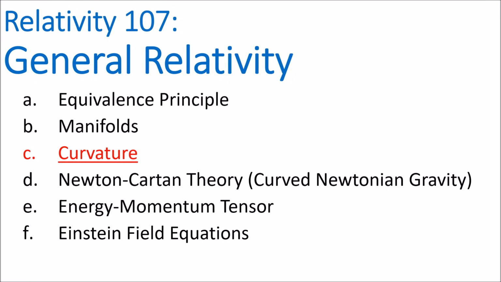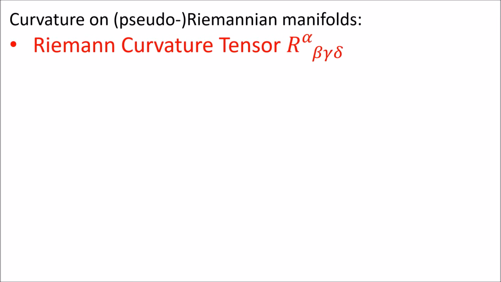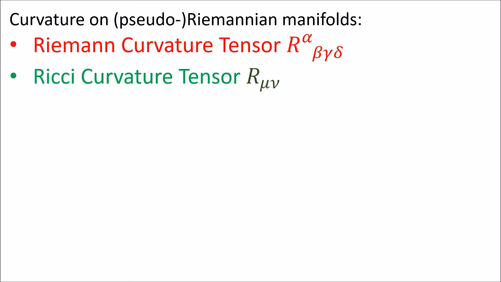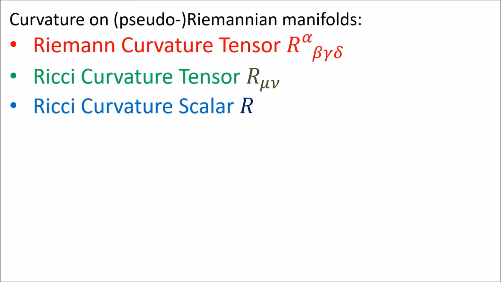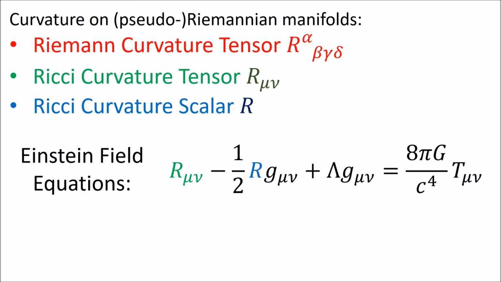In this video, I'm going to talk about how we measure the curvature of spacetime mathematically. The three tools that we use to measure curvature on Riemannian and pseudo-Riemannian manifolds are the Riemann Curvature Tensor, the Ricci Curvature Tensor, and the Ricci Curvature Scalar. The Einstein field equations, which are the main equations in general relativity, contain the Ricci tensor and the Ricci scalar, so it's important to understand both of them.